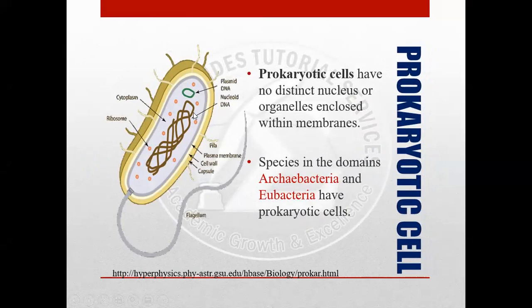Look at the structure of the prokaryotic cell on the left. It has no nucleus here. The nucleoid material is just scattered in the cytoplasm of the cell, and you can only find ribosomes. Other membrane-bound organelles are absent. The species in the domains of Archaeobacteria and Eubacteria have prokaryotic cells.